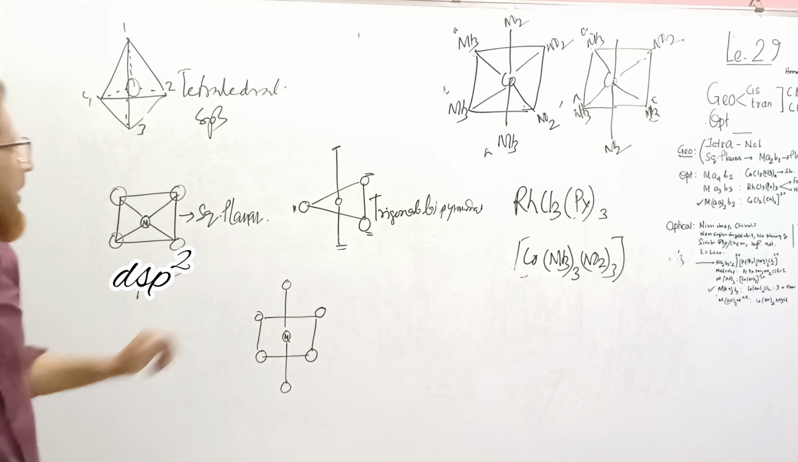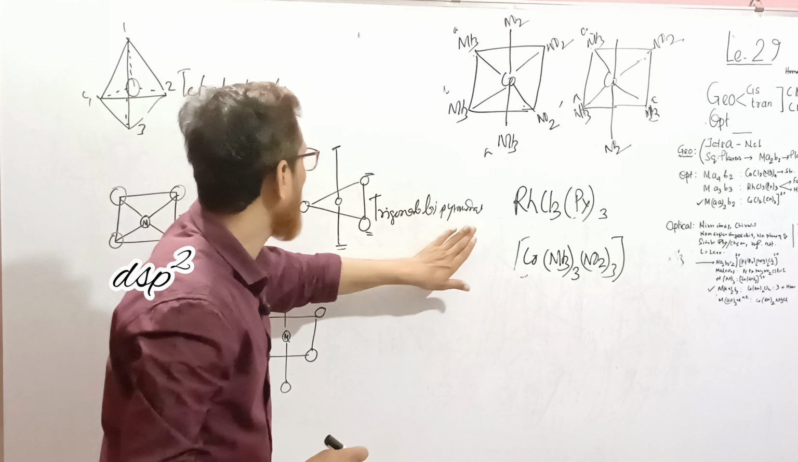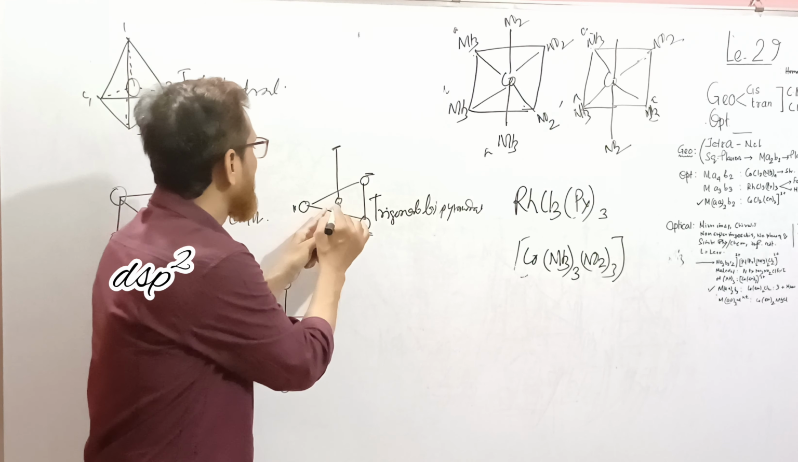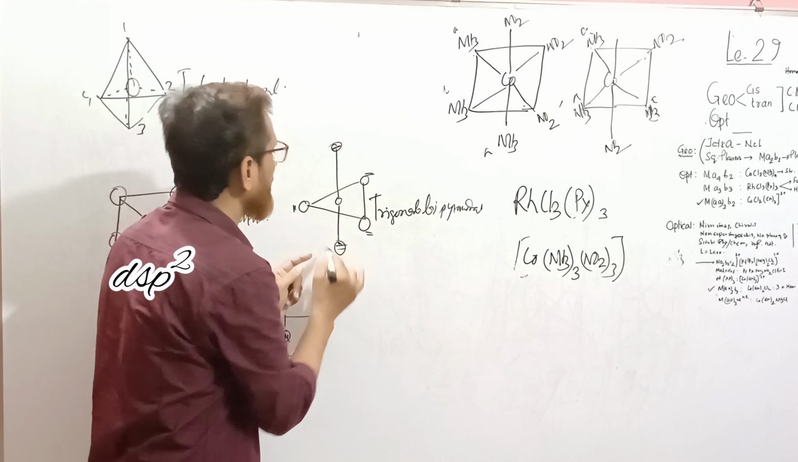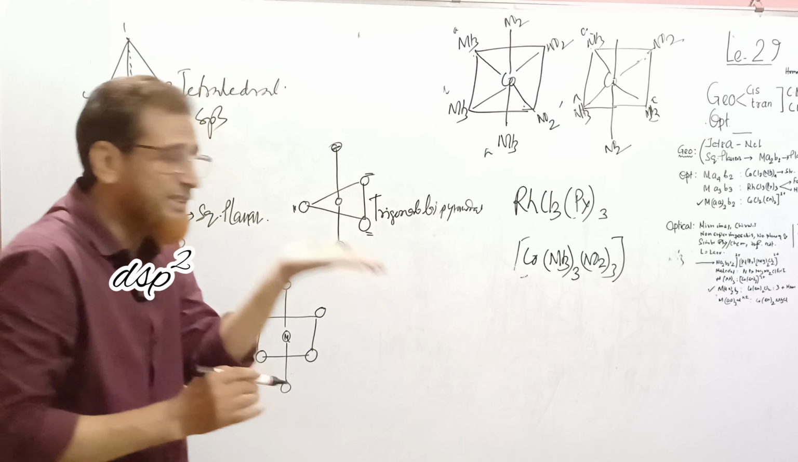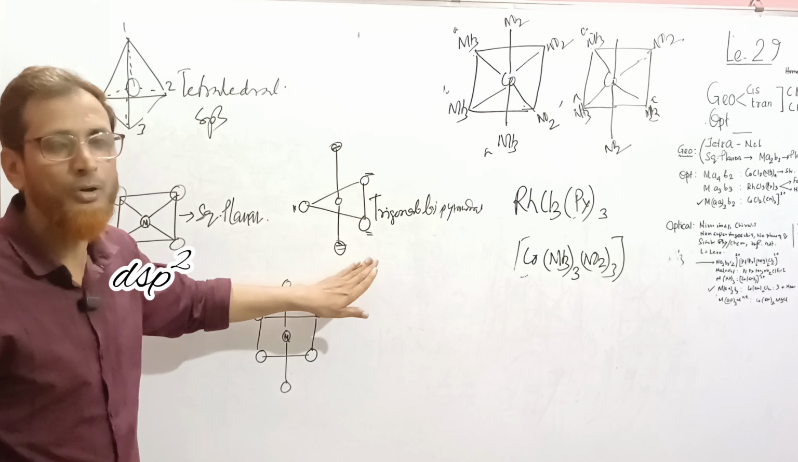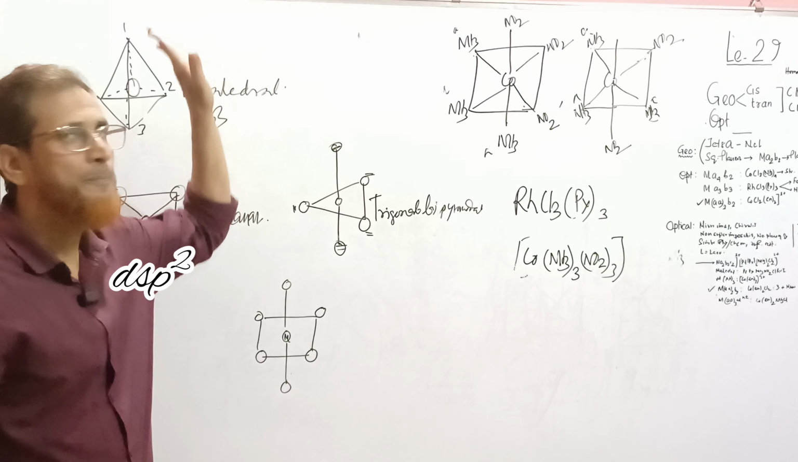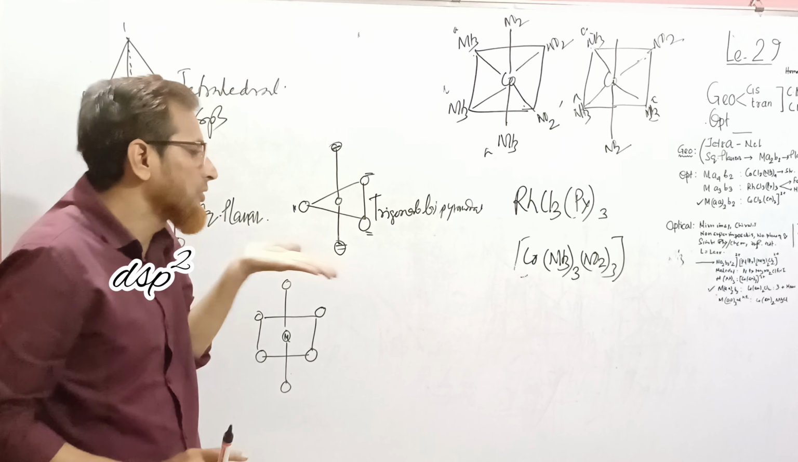Am I right? Now another is trigonal bipyramidal, meaning there are five ligands. So what happens? The central metal is attached with five ligands. Three are in the same plane, 1 2 3, and one is above, perpendicular to this plane, the other is below. This is called trigonal bipyramidal. A three-dimensional diagram cannot be drawn easily on the board. I am showing you: three are in the same plane, the other two are perpendicular to this plane.